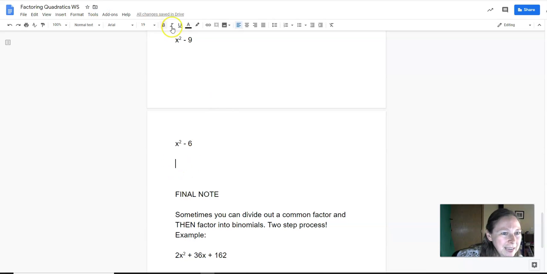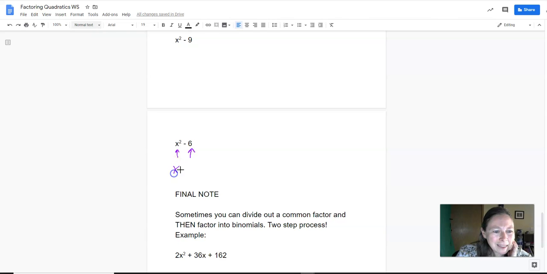So in this case, you still have a difference of squares because you don't have a middle term. There's no plain x in it, but this is a perfect square. 6 is not a perfect square. There's no rational number you can multiply by itself to get 6. But you can still factor this. The factored expression just looks really weird.